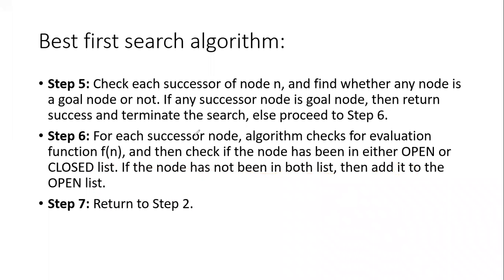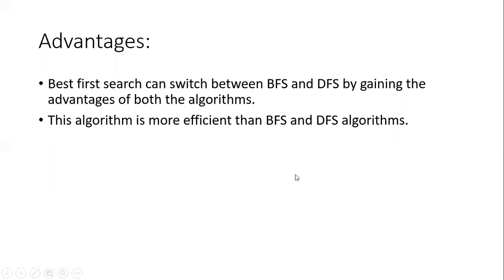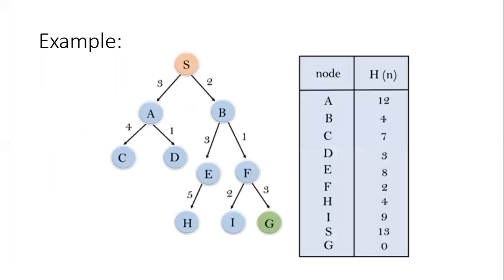Okay, so in step 6, for each successor node, we check the heuristic estimate, and then we also check if it is either in the open or closed list. If it is not, then we add it to the open list. Then we go back to step 2. Let us now look at the example. We'll start with the example which is in your notes.